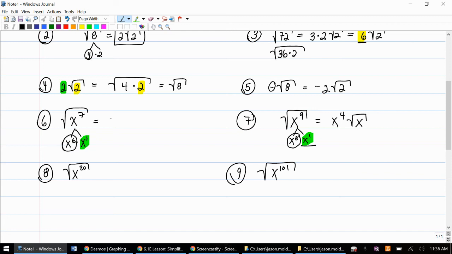So x to the 6th is a pair of x cubes, because x cubed times x cubed is x to the 6th. We add the exponent, and that one is stuck inside. So x to the 20th is x to the 10th. And x to the 101st would be x to the 100th times x to the 1st, which would be x to the 50th root x.